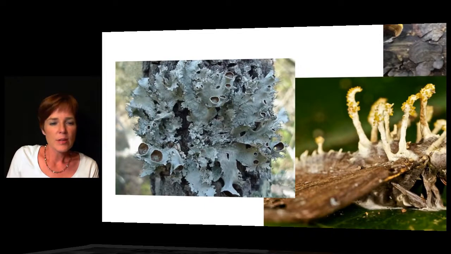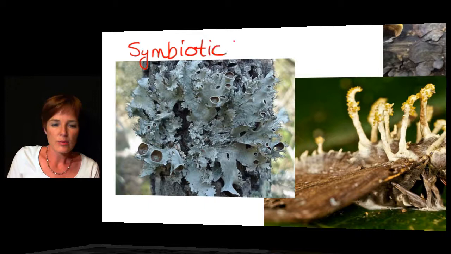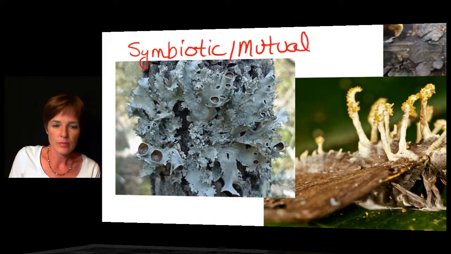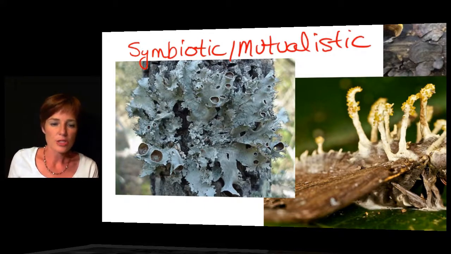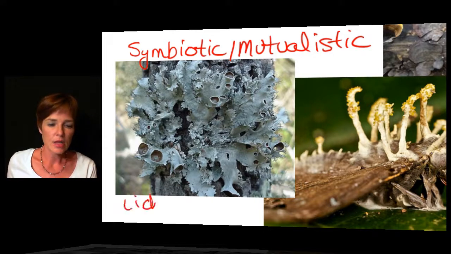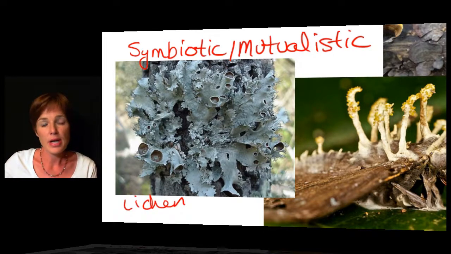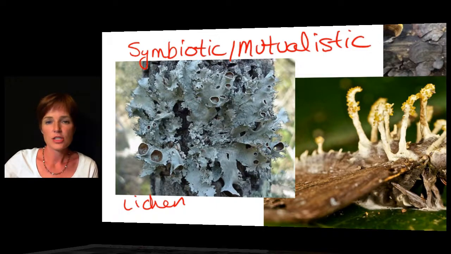We also have some that will have symbiotic, or you could say mutualistic, relationships. And in this picture here, we're looking at a lichen. A lichen is usually a symbiotic relationship between a fungus and either a cyanobacteria or some type of algae. And they will basically help each other out. So the algae or the cyanobacteria tends to perform the photosynthesis, and then the fungus tends to help with the nitrogen acquisition a lot of times.